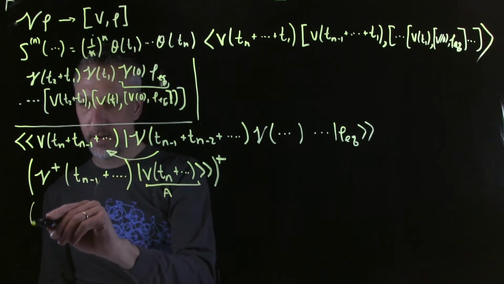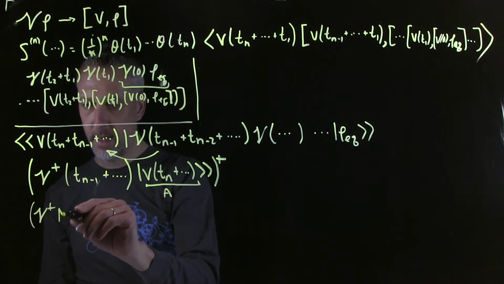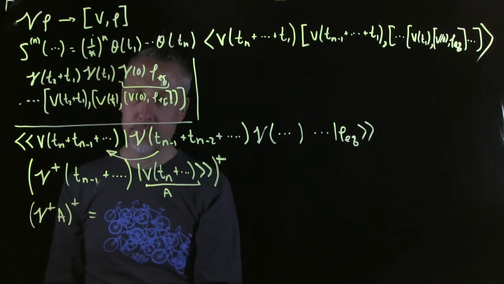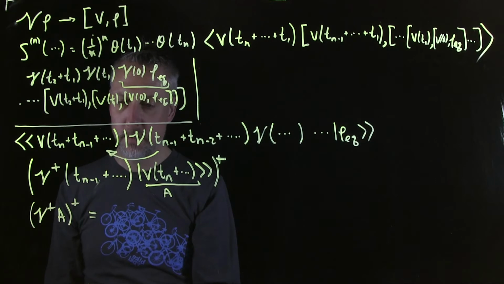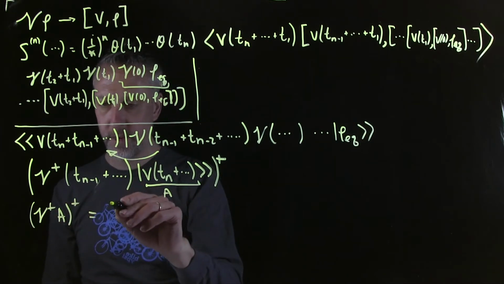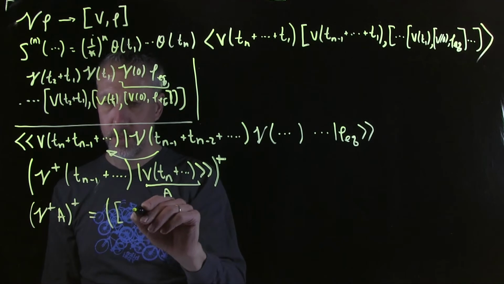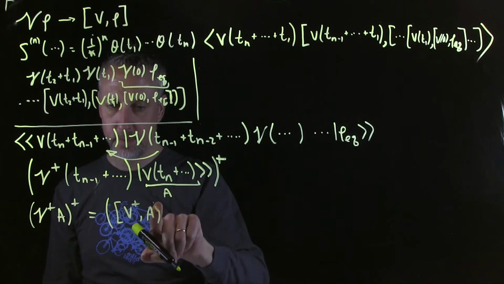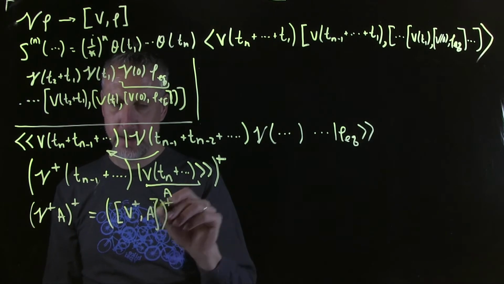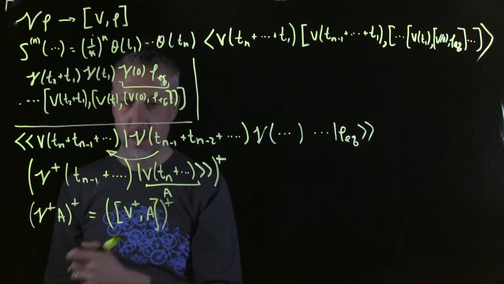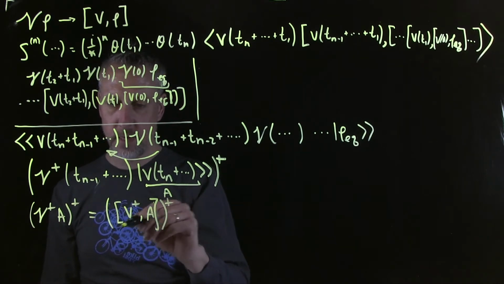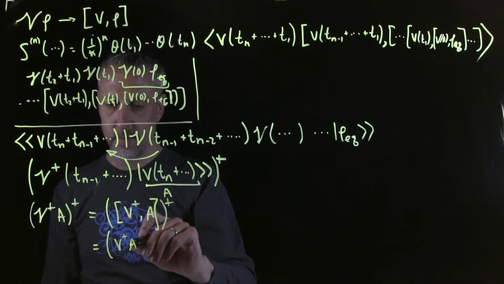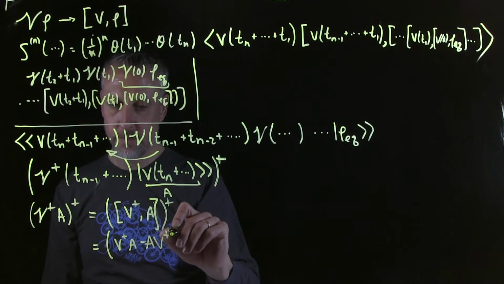So we're interested in what is script V acting on A dagger, right? Well, we know what script V does to A. It takes the commutator with the Hilbert space version of V. So this is going to be the commutator of V dagger with A, and then adjoint again, because we need to get back. Okay, so what we can do is write this out. It's going to be V dagger A minus A V dagger.